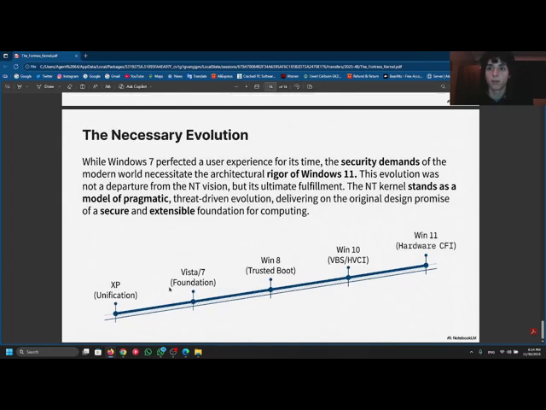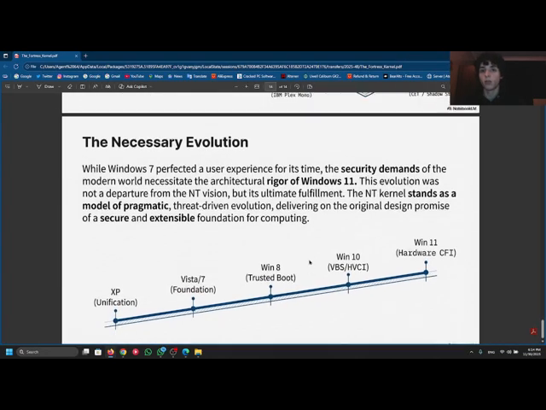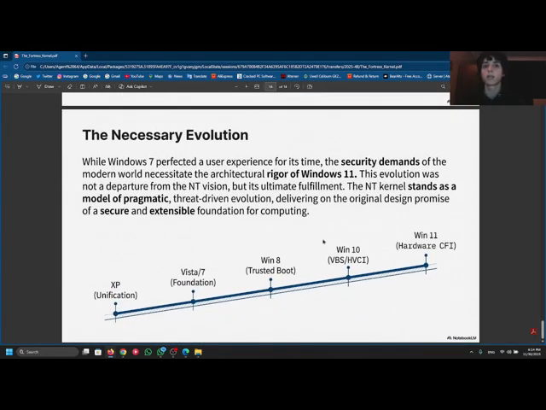Here we can see Windows XP was the unification. Vista was kinda bad, but 7 was an improvement on Vista. It was the foundation of this. And with Windows 8 we got trusted boot. With Windows 10 we got VBS and we got HVCI. And with 11, hardware CFI was introduced.